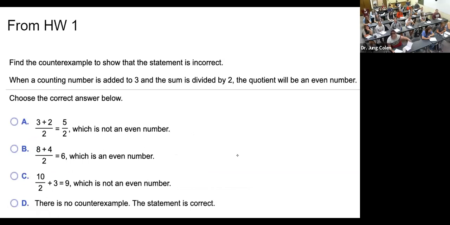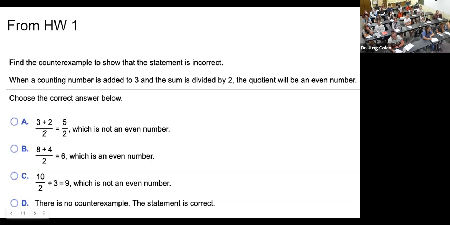This is also from the, we're almost done. Let me give you one last counter example because counter example to some people is really hard. Okay, let's find the counter example to show this statement is incorrect. When a counting number is added to 3 and the sum is divided by 2, the quotient will be an even number. So meeting all these conditions up until the comma, but it's not an even number, then it's a good counter example, right? Keeping that in mind, let's look at this.